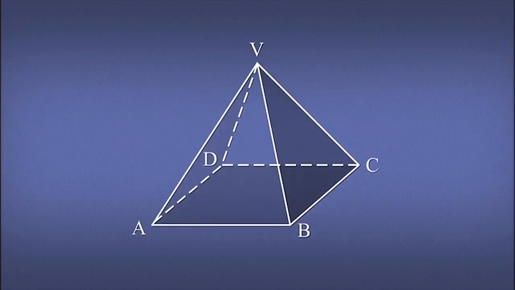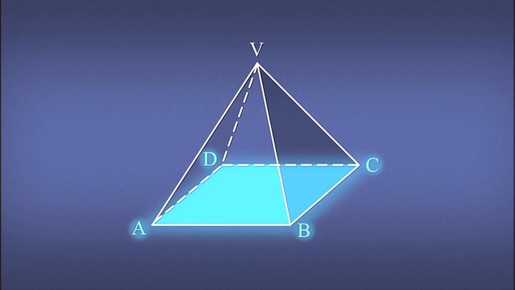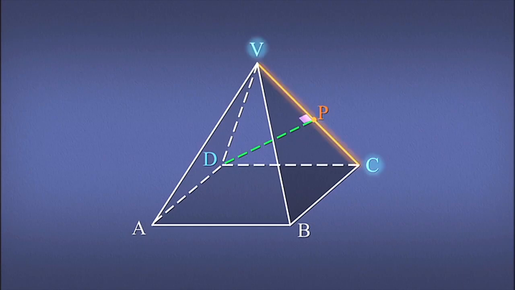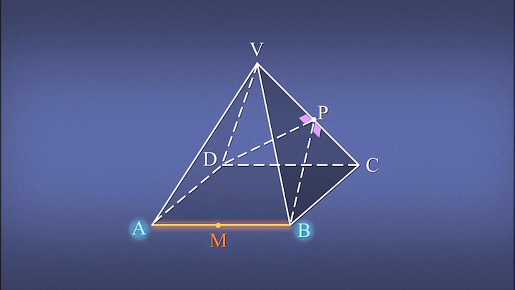Now, let's look at this 3D object. The base ABCD is a square. VA, VB, VC, and VD are all equal. DP is perpendicular to VC. BP is perpendicular to VC. M is the midpoint of line AB. N is the midpoint of line DC.